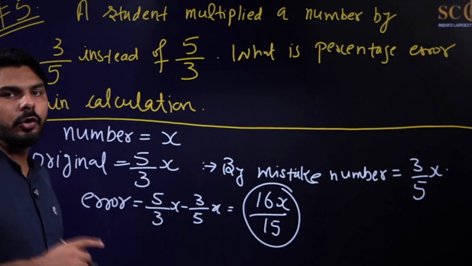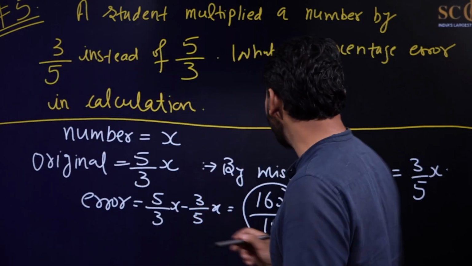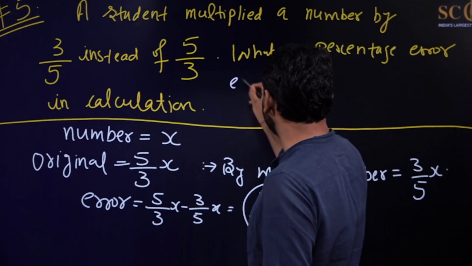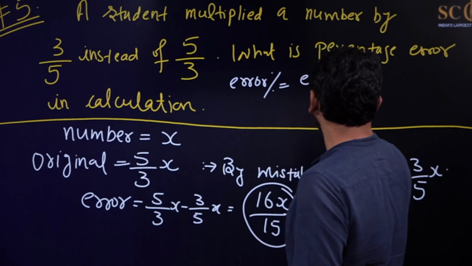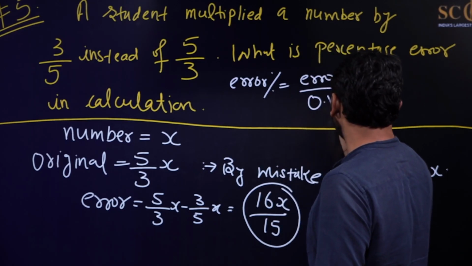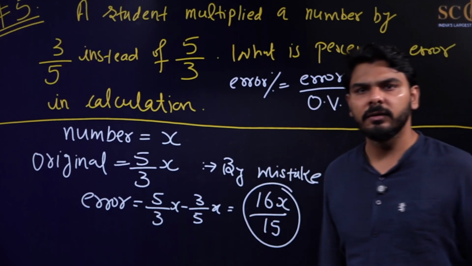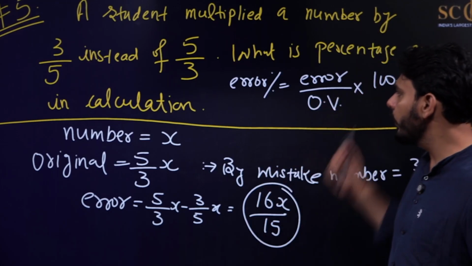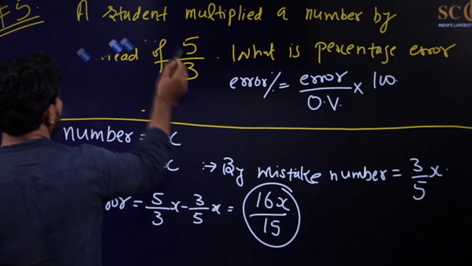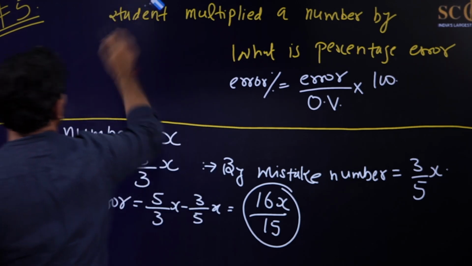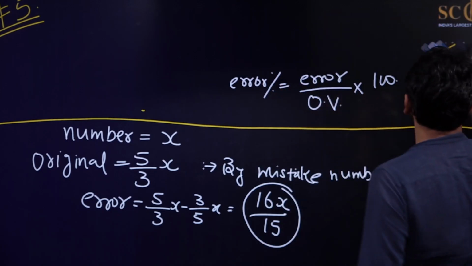But we do not have to find the error. We have to find the error percentage. So what is the error percentage? Error percentage is equal to error divided by original value multiplied by 100. So this is the formula. For finding the error percent, you can just use this formula. So I will just erase this part because I can now solve it here.